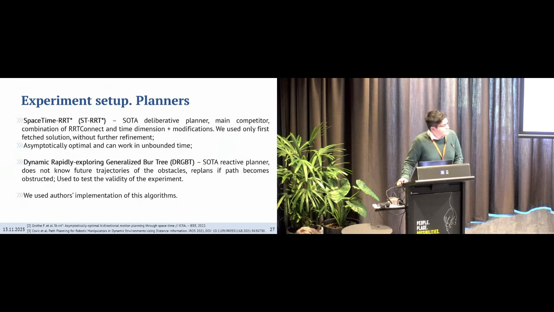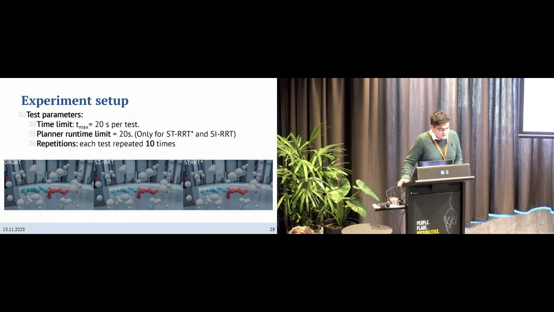And also to validate our tests, we use a state-of-the-art reactive planner for manipulators, dynamic generalized rapidly exploring bushes tree. We set a time limit of 20 seconds. We set planner runtime limit also for 20 seconds for deliberative planners. And because all planners are sampling based, we repeat each test 10 times.